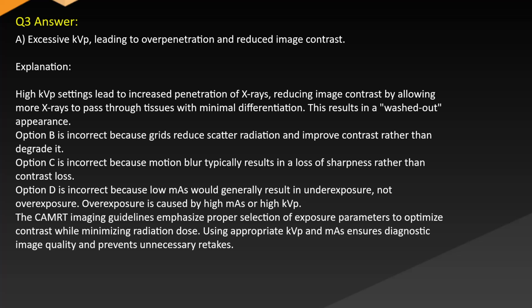Explanation. High kVp settings lead to increased penetration of X-rays, reducing image contrast by allowing more X-rays to pass through tissues with minimal differentiation. This results in a washed-out appearance. Option B is incorrect because grids reduce scatter radiation and improve contrast rather than degrade it. Option C is incorrect because motion blur typically results in a loss of sharpness rather than contrast loss. Option D is incorrect because low mAs would generally result in underexposure, not overexposure. Overexposure is caused by high mAs or high kVp.